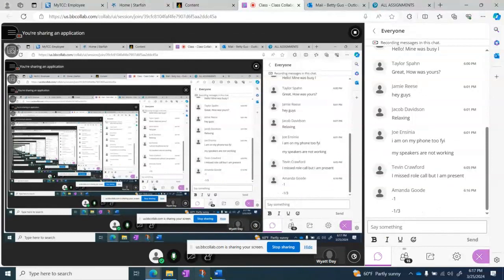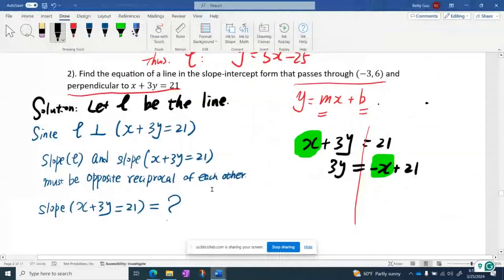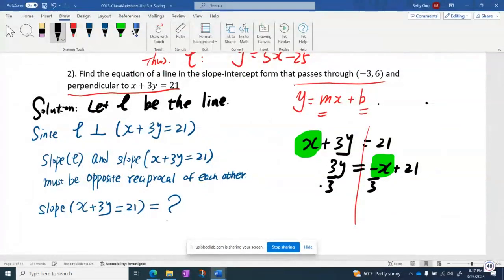Exactly, Amanda. Thank you for your answer. It's negative 1/3. So we divide by 3. The coefficient of x, the green part, is -1, right? So if we divide the coefficient -1 by 3, it becomes -1/3. And the constant is also divided by 3. So we have y equals -1/3 x plus 7. So the slope of the given straight line, x plus 3y equals 21, equals -1/3.